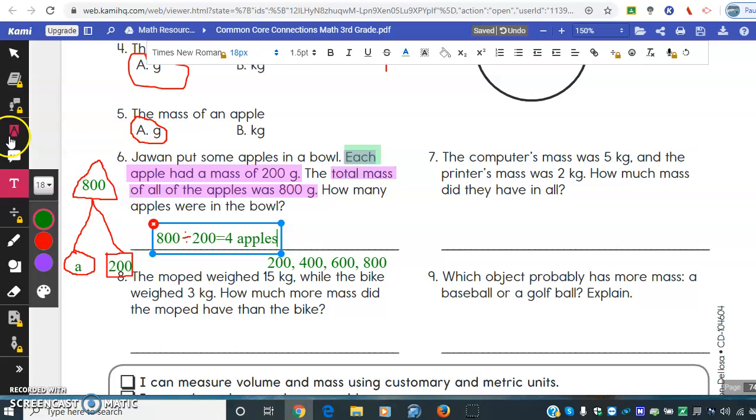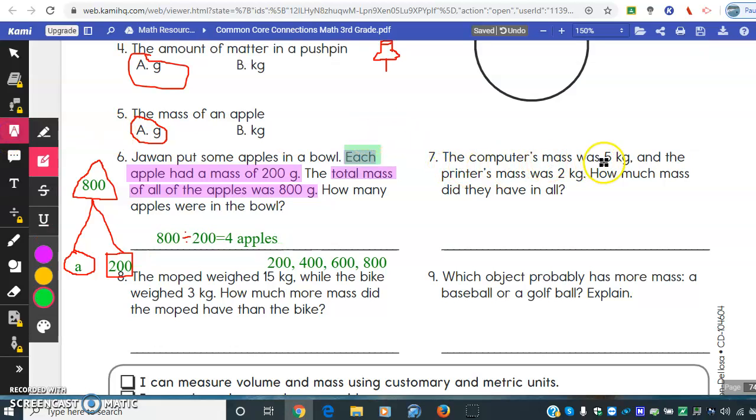All right, on to number 7. The computer's mass was 5 grams, and the printer's mass was 2 grams. How much mass did they have in all? I'm going to focus on "and" and "in all". The reason I'm going to focus on these two terms is because they are showing me that I'm probably going to be adding. Not every time though. Sometimes it can be tricky. So finding keywords, you guys, is not the only thing you should ever look for, ever. You look for keywords and then you make sure you read the problem and understand what's going on.